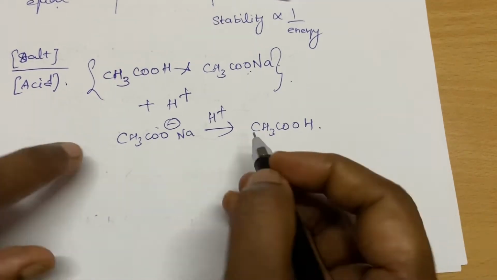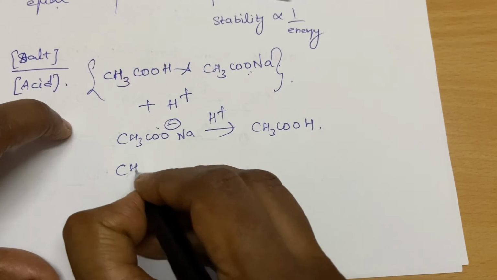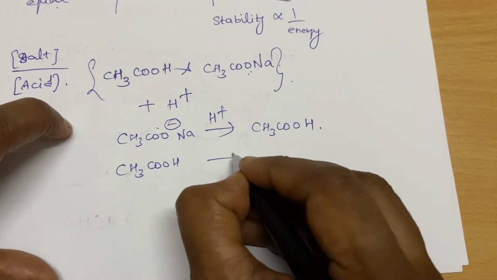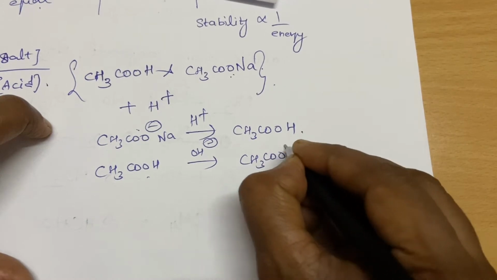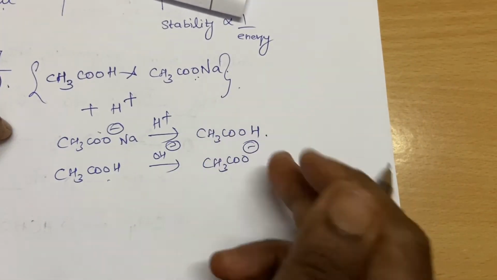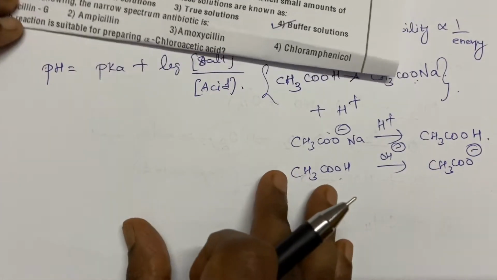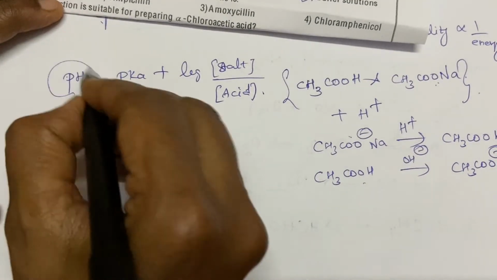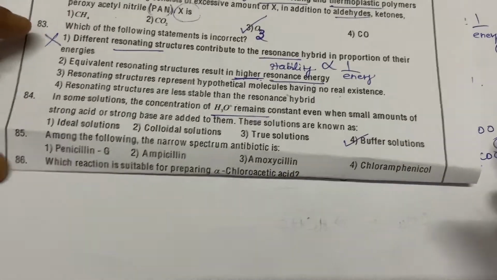So whatever H+ you have added, it will get consumed. If you add OH- ions, the corresponding weak acid will react, giving rise to the corresponding salt. This way, if you add a small amount of strong acid or base, it will not affect the pH. So the answer is buffer solutions.